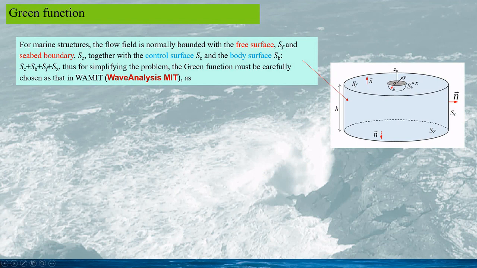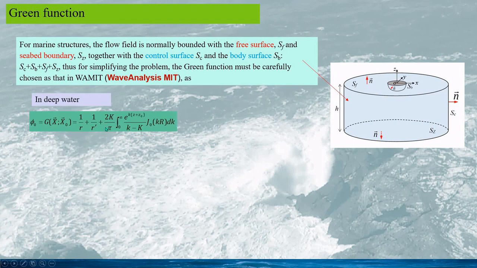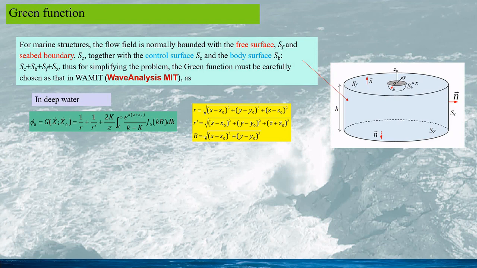Due to the existence of the free surface and the seabed boundaries, to simplify the problem, the non-target potential phi 0 must be carefully chosen, following the suggestions in the famous boundary element method book, WAMIT wave analysis MIT. The special Green function G can be chosen in deep water as this. Here R, R', and the capital R are defined in here.